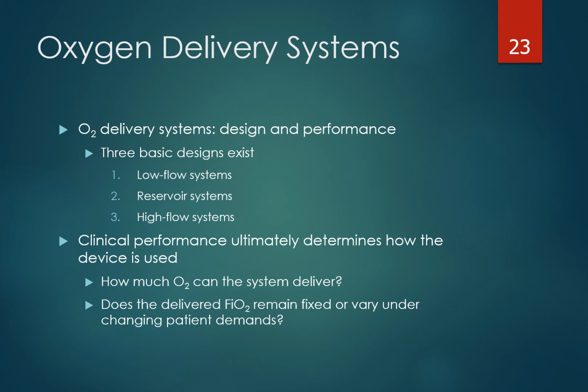So, low flow systems are limited. Reservoir systems can give you high levels of FiO2, and high flow systems can actually give you high levels of FiO2. So you pick the right device based upon the condition of the patient. And we're going to go more into this on future slides about each type of system, the low flow system, the reservoir system, when you should use it, and the characteristics of each type.